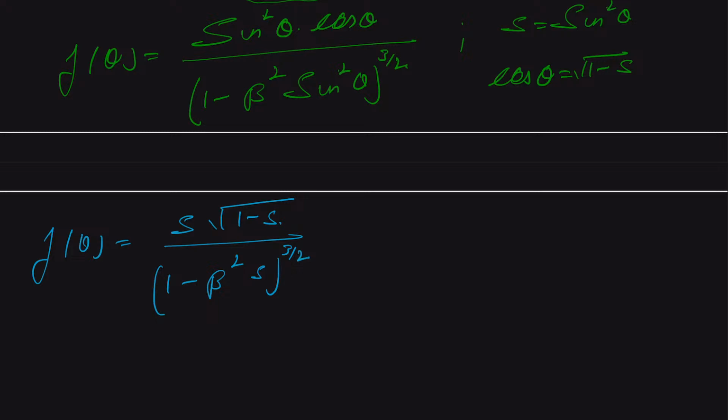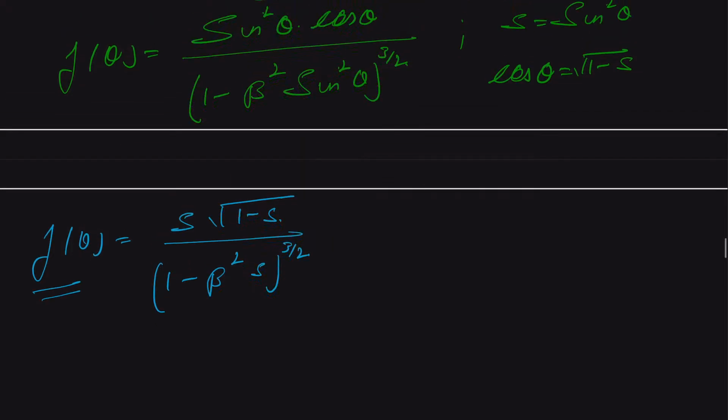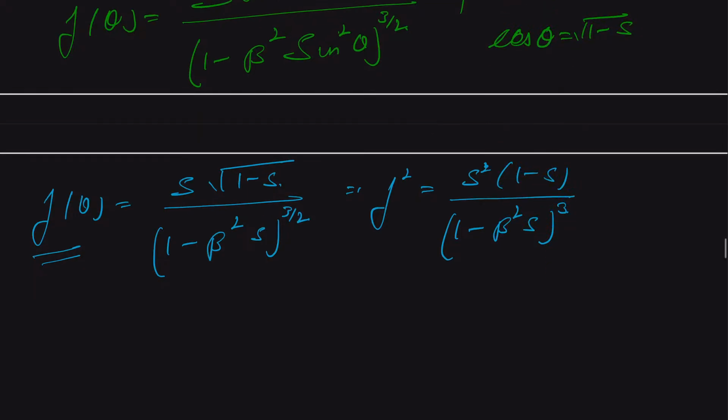So we have to maximize this. It is much better if you maximize its square, so we can simply square it. So f squared will be equal to s squared (1 minus s) divided by (1 minus beta squared s) whole raised to power 3. Let us denote this by another variable, g of s.